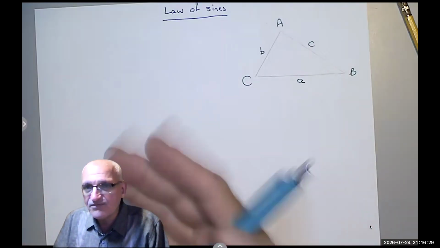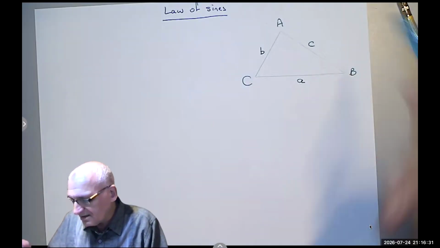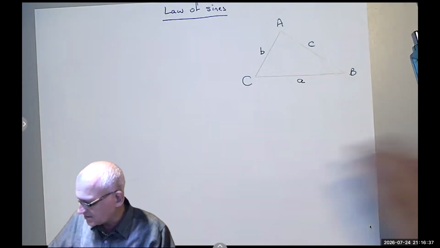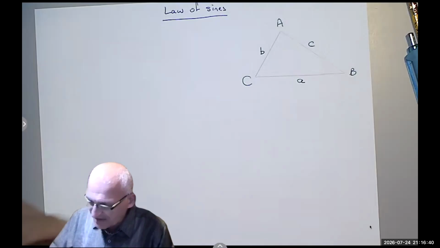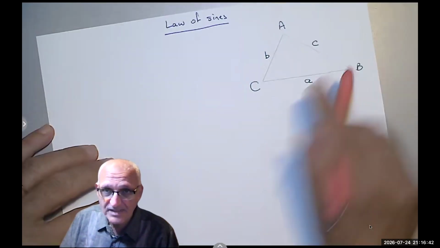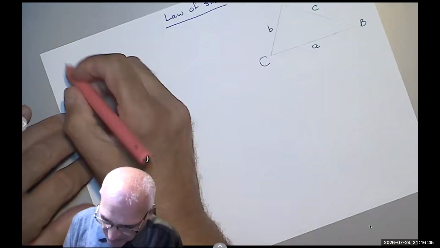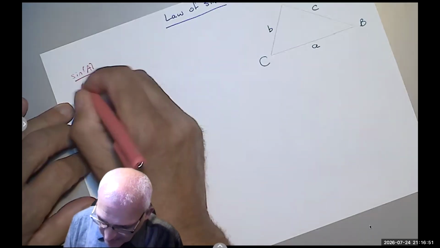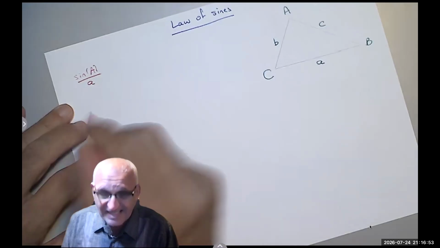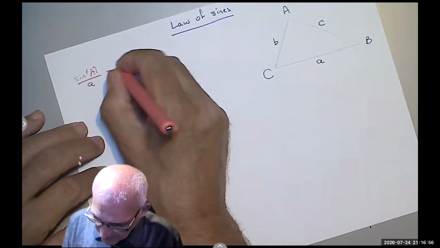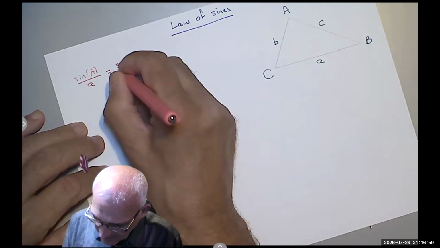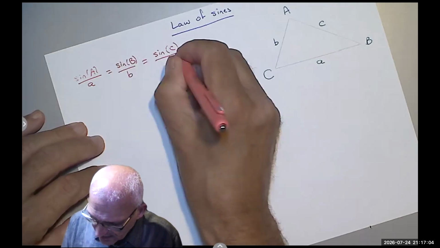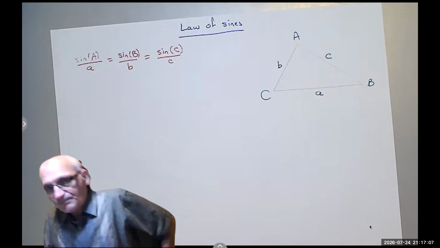If you give me enough information, maybe an angle and two sides, I can find the other two angles and the last side, and so on and so forth. And the equation that relates the angles and the sides of any triangle is as follows. If I divide the sine of A by the length of the opposite side, I get a constant value, which is the sine of B divided by the opposite side, equals the sine of C over the length of the opposite side.